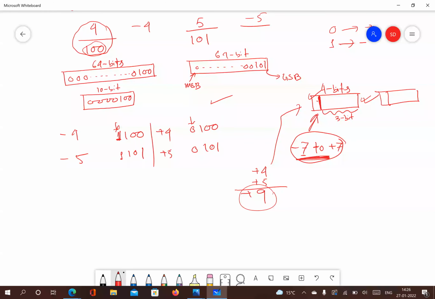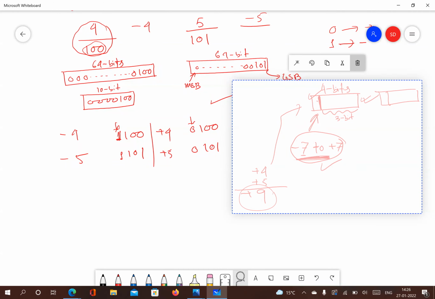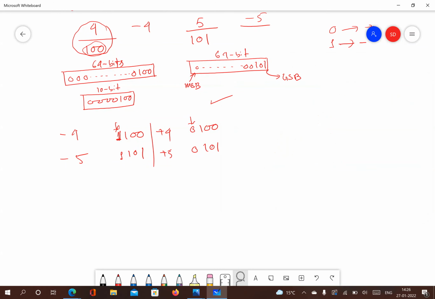Overflow means, if we just think about the numbers, there will be no overflow. But if we try to relate a number with a hardware component or a storage, where and how we want to represent it, here you can see only 4 bits are reserved to represent a number. In that case there will be a restriction of minus 7 to plus 7. In this case plus 4 you can represent, plus 5 you can represent, but after adding, the result plus 9 you cannot store, there will be overflow. So that concept of overflow you need to understand. We will discuss it in more detail in future also.